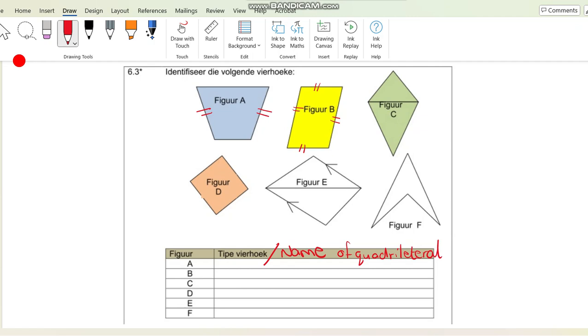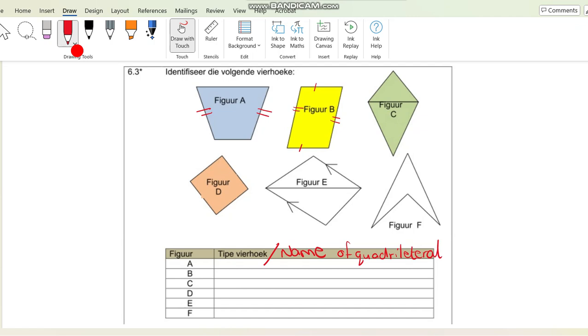Oh, no, wait, let me just fix this. Okay. So you have opposite sides which are the same, which then makes this a parallelogram.